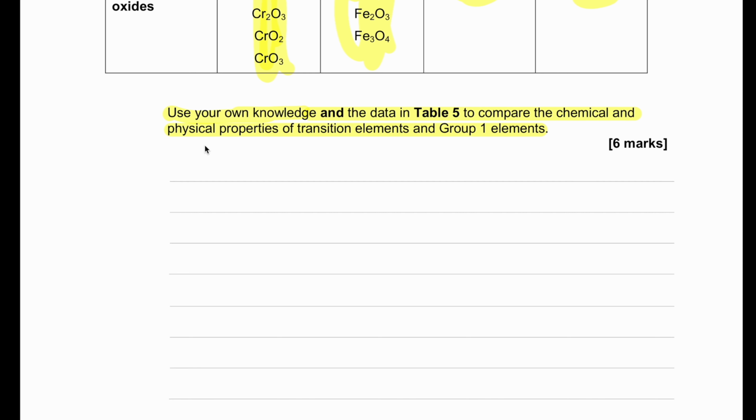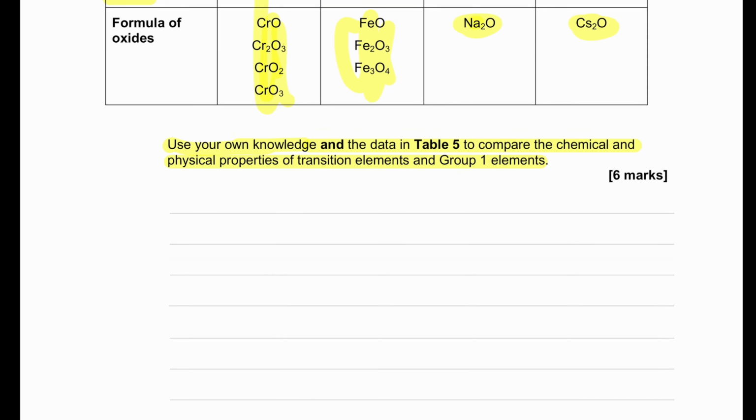So guys, this is a pretty common question. The answer approach should be, the transition elements' physical properties. What are the transition elements' physical properties usually? High melting point, high density, strong, they are hard. In comparison, group 1 have a low melting point, they have low density, they are soft metals.